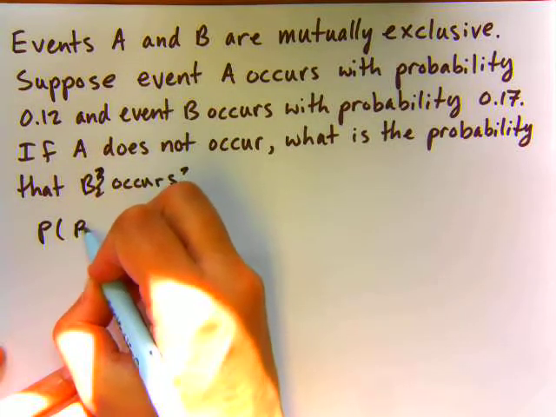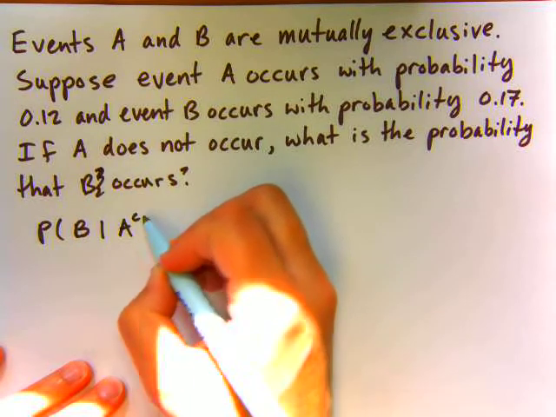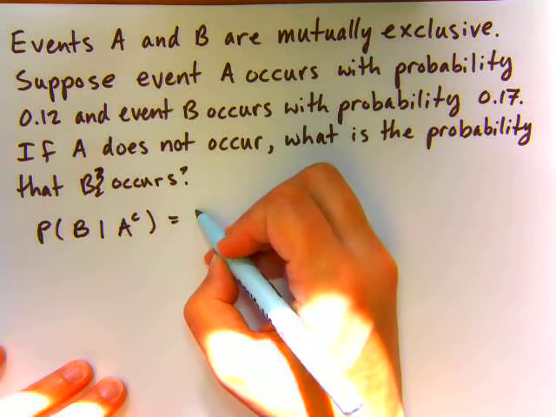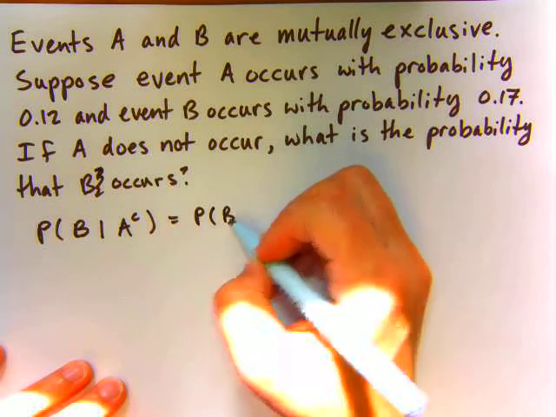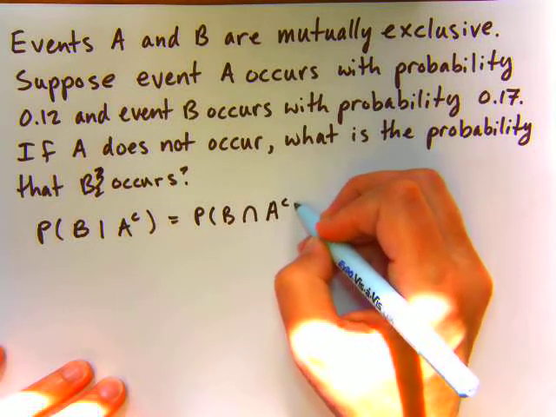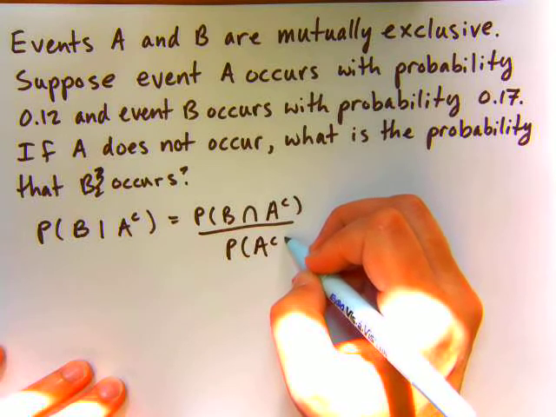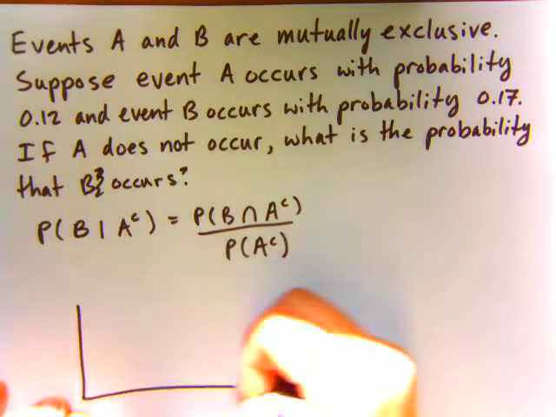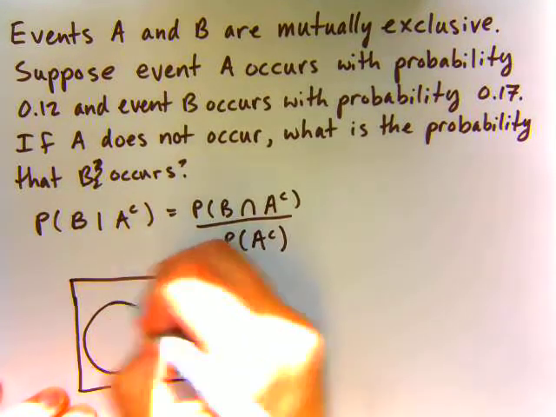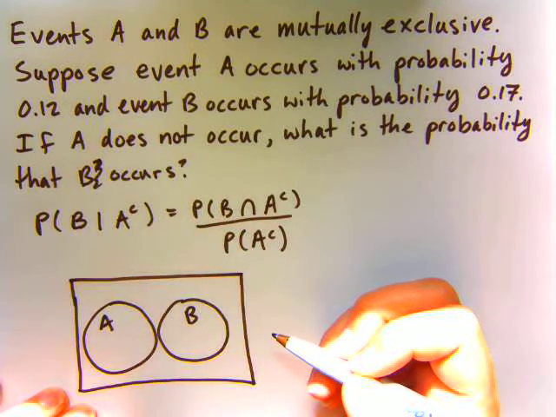So again, probability of B, given that A complement, we're looking for. So we have here the probability of B intersect A complement, all over the probability of A complement. When we draw a Venn diagram for mutually exclusive events, the two circles do not overlap one another because they cannot occur at the same time.